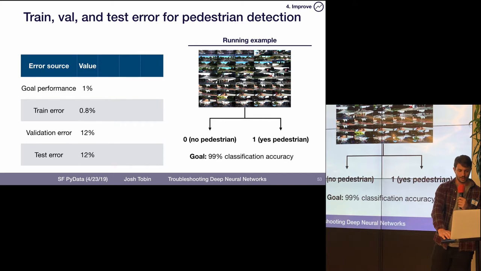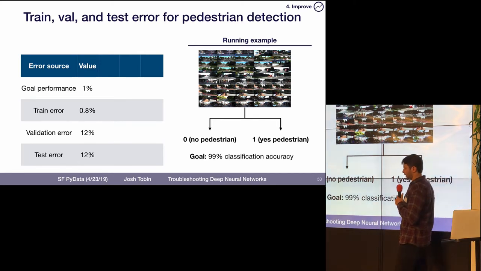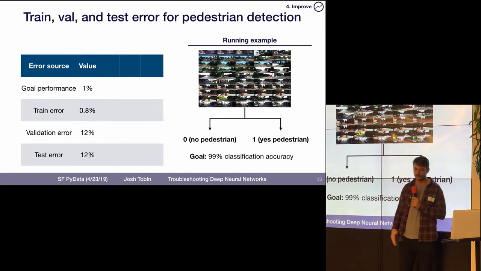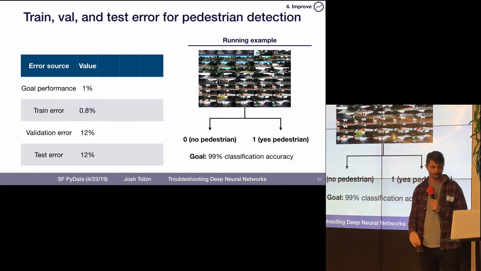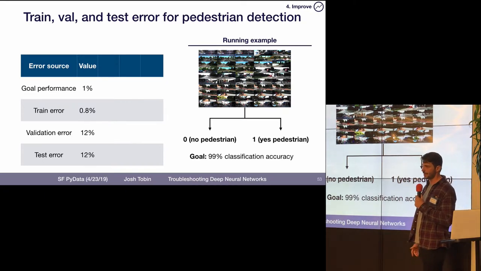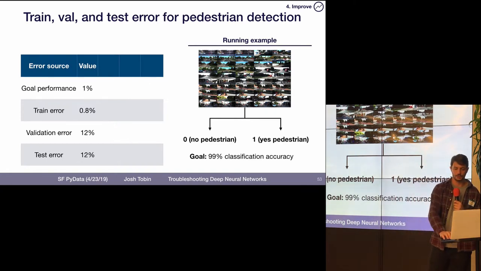Coming back to our running example, where we got to before is we have really good training error, better than our goal performance, but our validation error is not looking so good. So what do we do about that? Well, remember we started with this small subset of our training set, which is only 10,000 images. So the hypothesis is that this is one of the big causes of us overfitting.